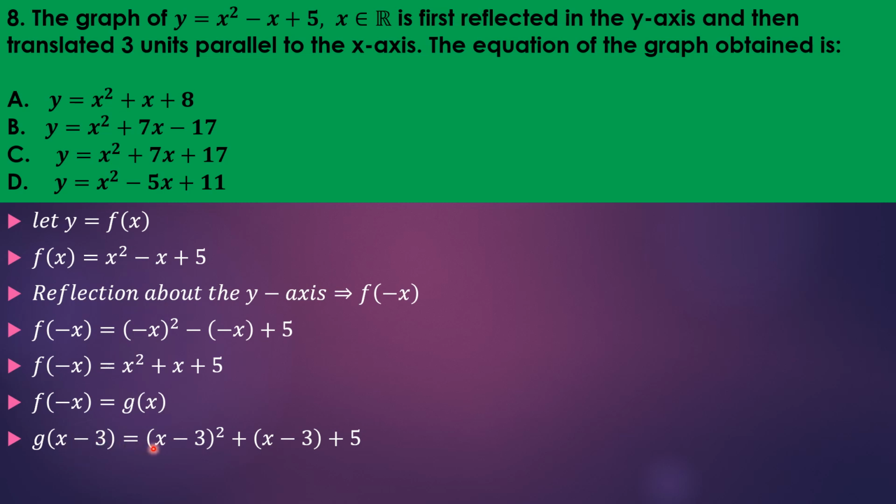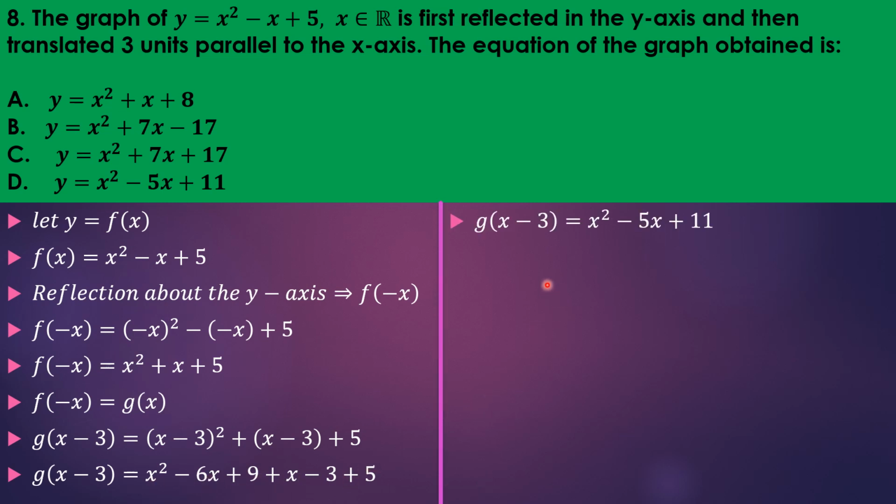So that's me translating 3 units parallel to the x-axis. So let's find g of x minus 3. We just carry that g of x minus 3, and then we put back in the reflected function, which is g of x. So we have x minus 3, all that squared, plus x minus 3, plus 5. So we simplify, and then you actually have that reflection and the subsequent translation to be x squared minus 5x plus 11. So our answer is actually B.